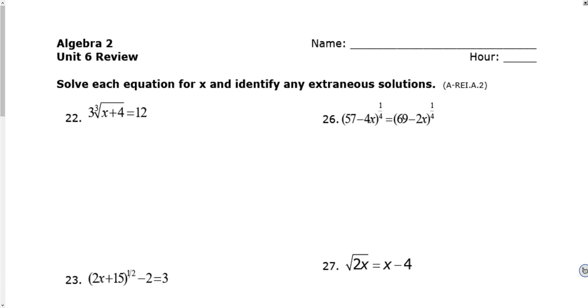Okay, so this section is all about solving. When we solve, we want to get the radical by itself. So I'm going to go ahead and do all the ones with radicals first, starting with number 22.